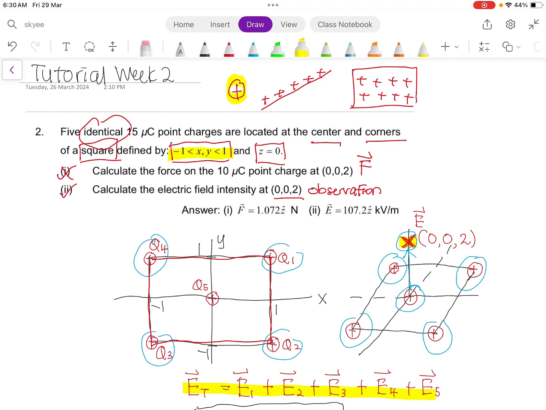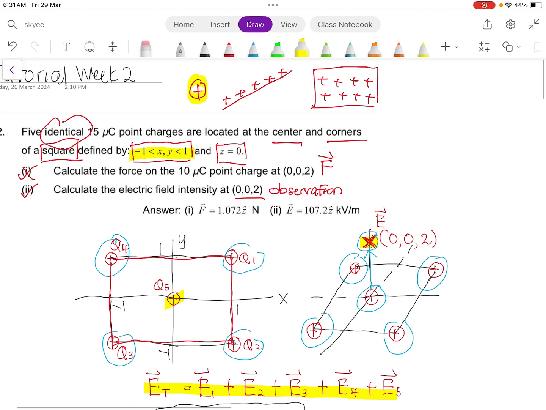Then you locate the charges at the corners. You can label them Q1, Q2, Q3, Q4, and the last one at the center will be Q5. So this is a 2D illustration. You can proceed to a 3D illustration, where there are the charges, and you can also locate your observation point (0, 0, 2). The observation point is over here.